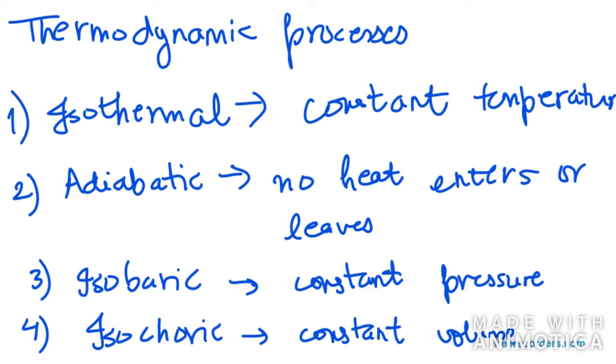So isothermal is constant temperature, the temperature remains the same. In adiabatic, no heat enters or leaves. Third, isobaric, that is constant pressure. Isochoric is constant volume.